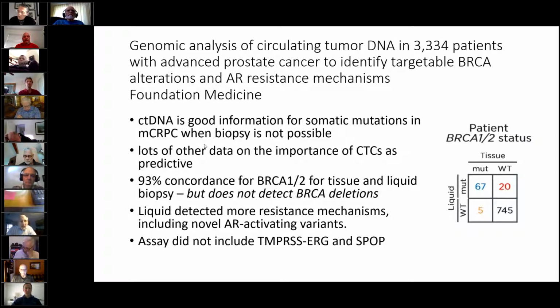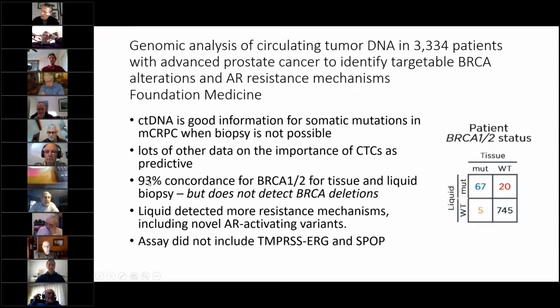And there are some issues with Foundation Medicine in the sense that, while it can do BRCA1 mutations, and there was great concordance, it doesn't do deletions. They also seem not to do TMPRSS2, ERG, and SPOP, but for people who are interested more in mutations, I think that it does the job. Len, did you want to add to that?